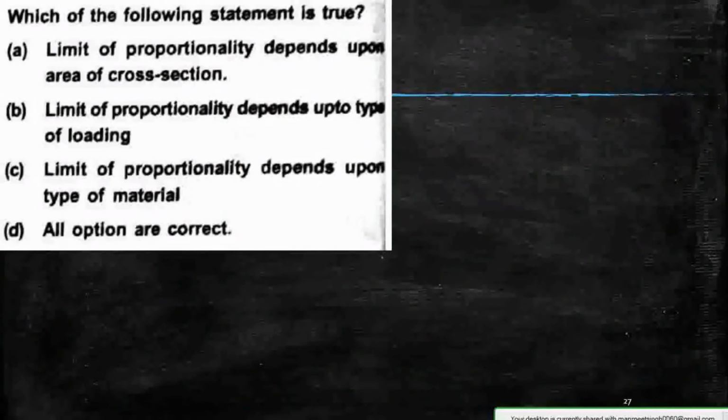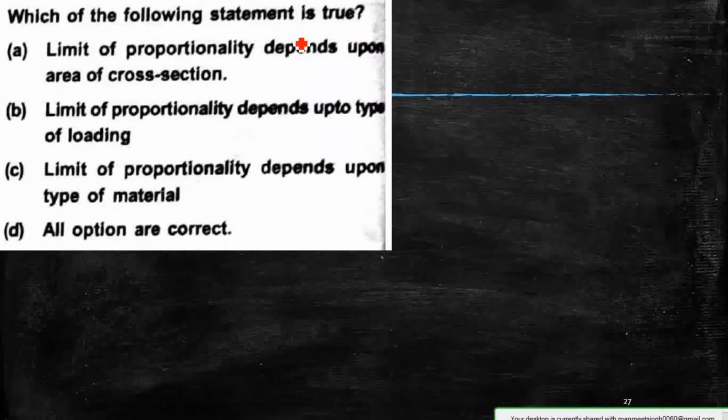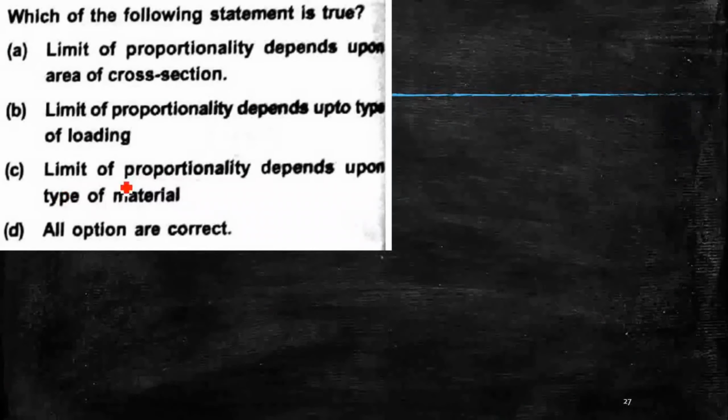Moving to the next question, which of the following statements is true? Limit of proportionality depends upon area of cross section. Limit of proportionality depends upon the type of loading. Limit of proportionality depends upon the type of material, or all the options are correct. The correct option is option C.